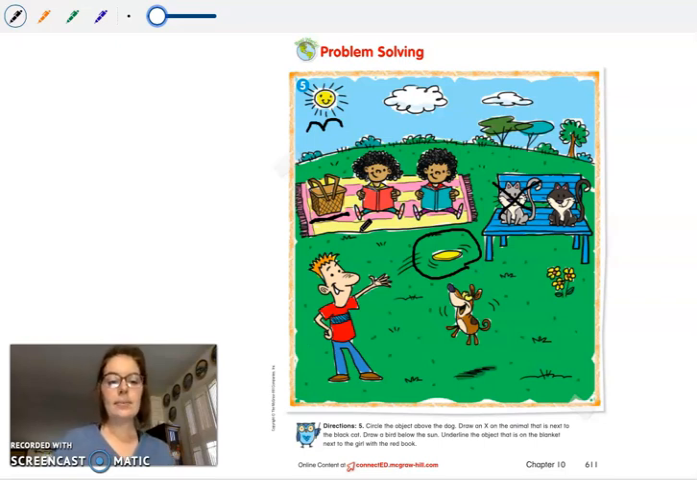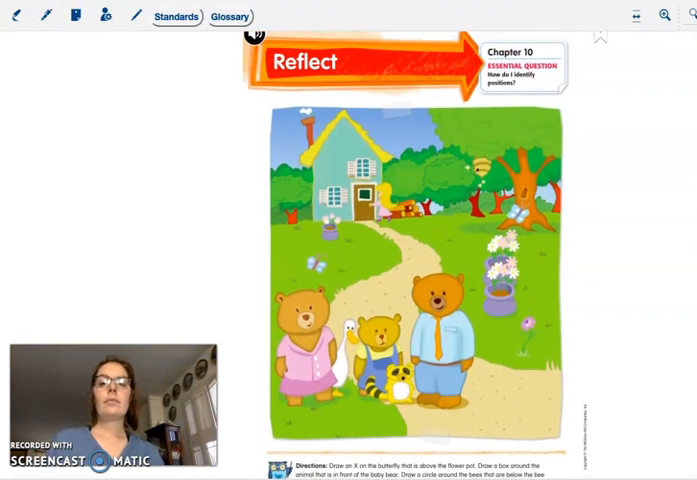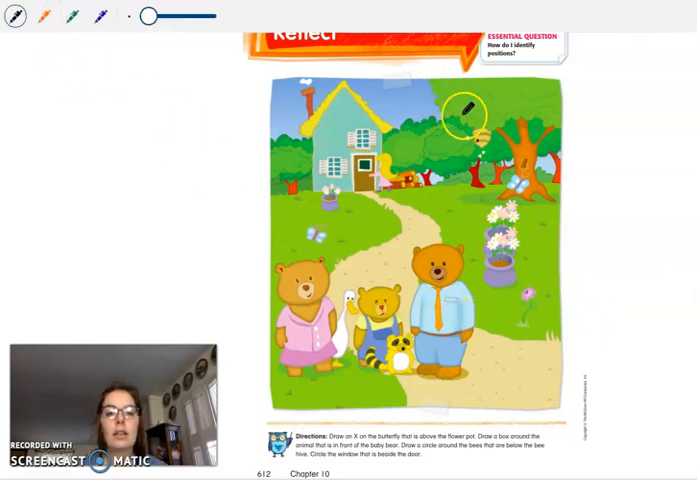Okay, awesome. We're going to go to our next page. We have our circled frisbee, our X cat. We have a line under the picnic basket and a bird below the sun. Okay, now we're going to work on this one. So we're going to draw an X on the butterfly that is above the flower pot. So here's our flower pots. And here's our butterfly, so draw an X.